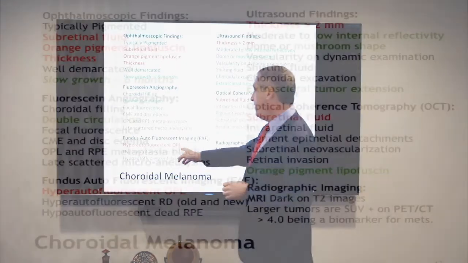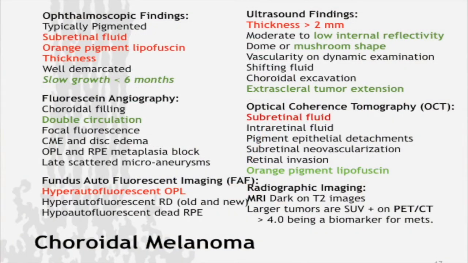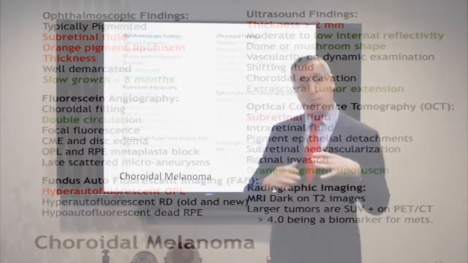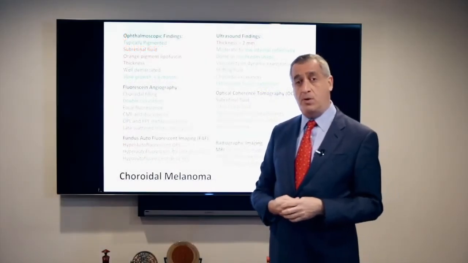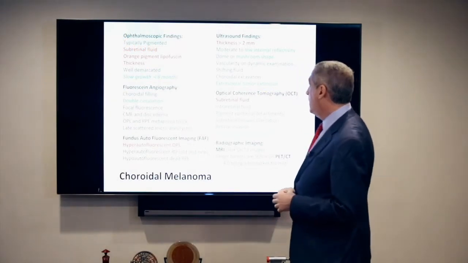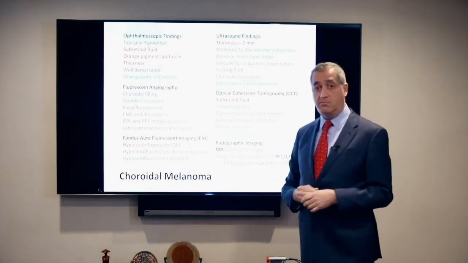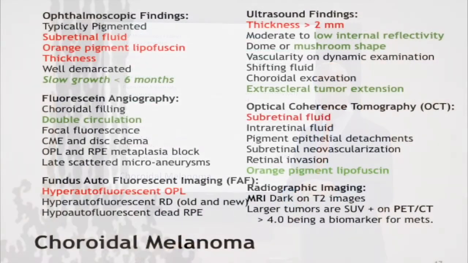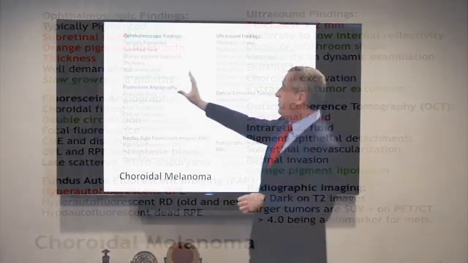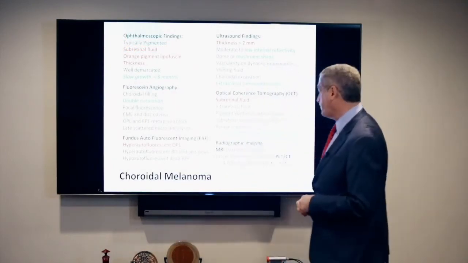The presence of orange pigment that is hyperautofluorescent on fundus autofluorescent imaging is really important, and it allows us to see smaller amounts of orange pigment than we would by just looking in. Thickness is important. Statistically, if a tumor is more than 2 millimeters thick, it's less likely to be benign. And its shape and internal reflectivity are all important, but not as important, say, as those three.